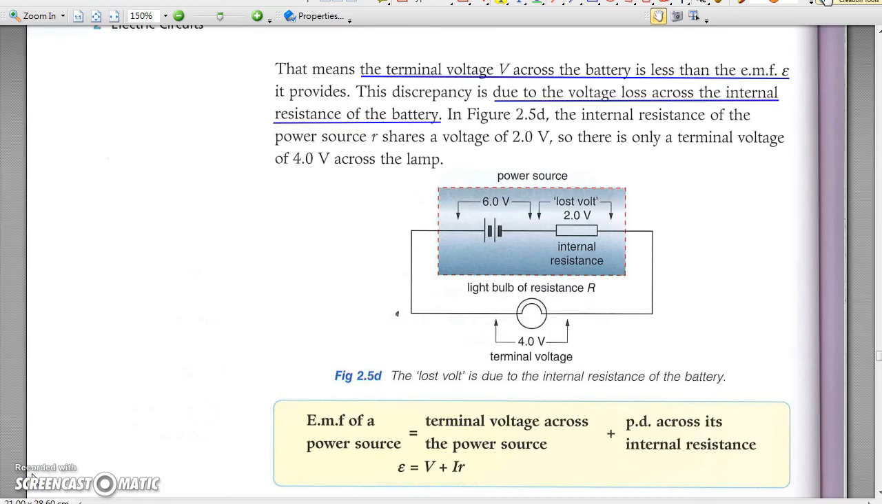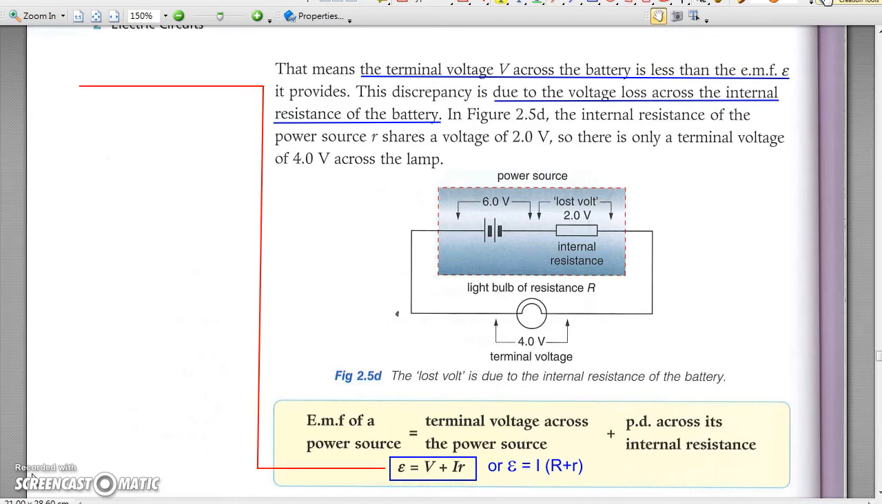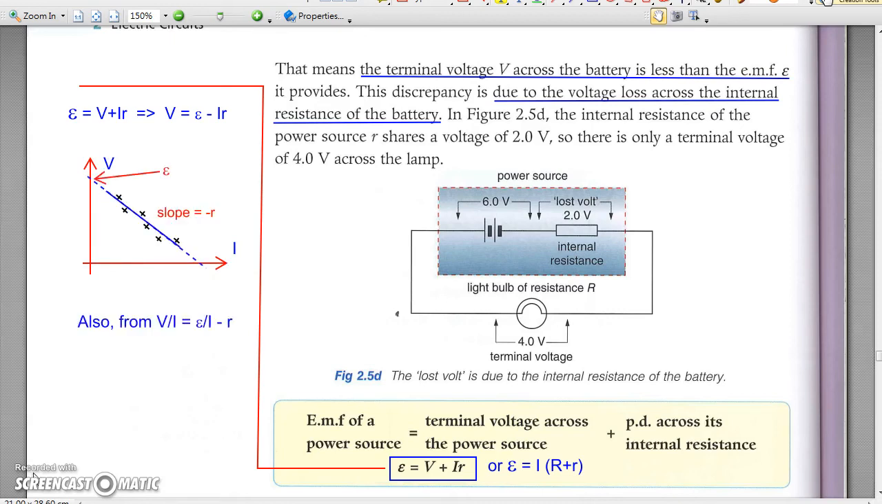To determine the internal resistance of a source, combinations of V and I are measured. From V = ε − Ir, we know that a plot of V against I will give a slope of −r, and V-intercept equals the EMF of the source. Alternatively, from V/I = ε/I − r, a plot of V/I against 1/I gives a slope of ε and V/I intercept of −r.